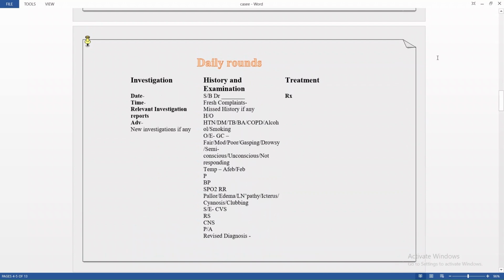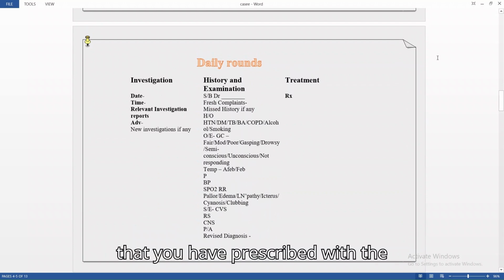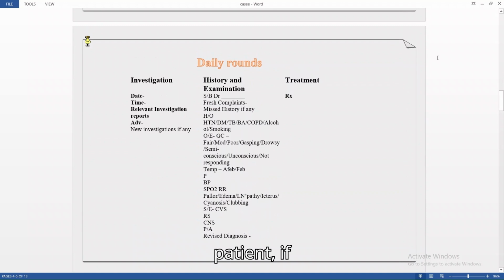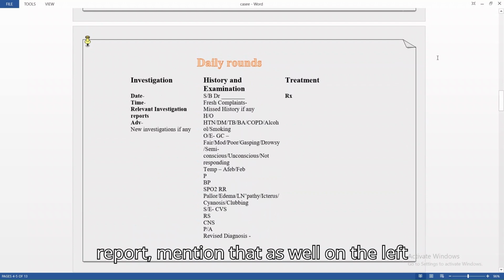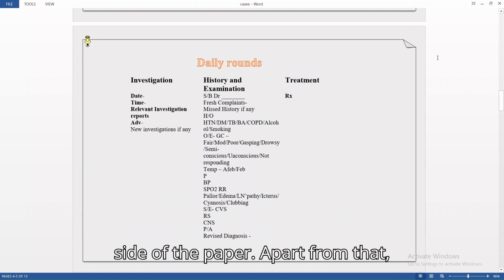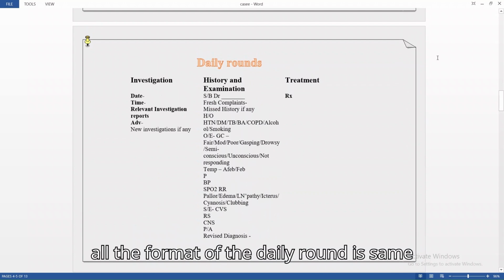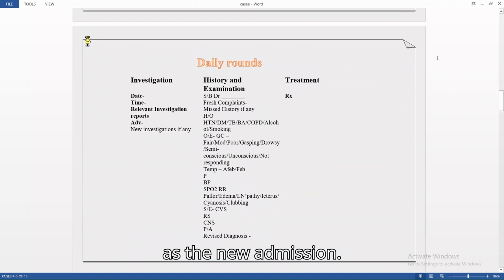And if there is any new investigation that you have prescribed to the patient, or any relevant investigation report, mention that as well on the left side of the paper. Apart from that, the whole format of the daily round is the same as the new admission.